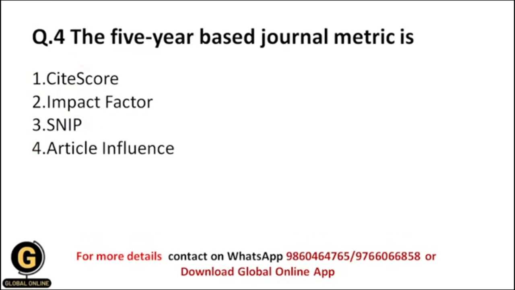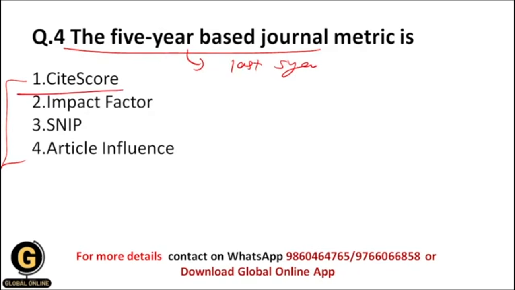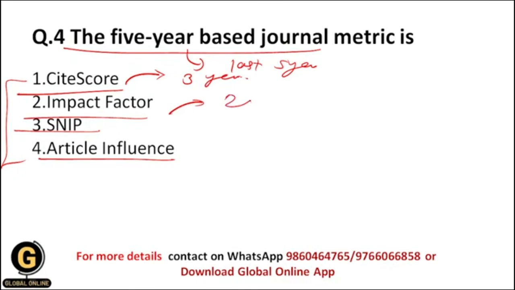The 5-year based journal metric is, now from these journal metrics, which is the 5-year based journal metric? It means it is going to track the citations of the last 5 years. So whether it is cite score, impact factor, SNIP, or article influence. Cite score is going to track your citations for the last 3 years, and impact factor is going to track your citations for the last 2 years.